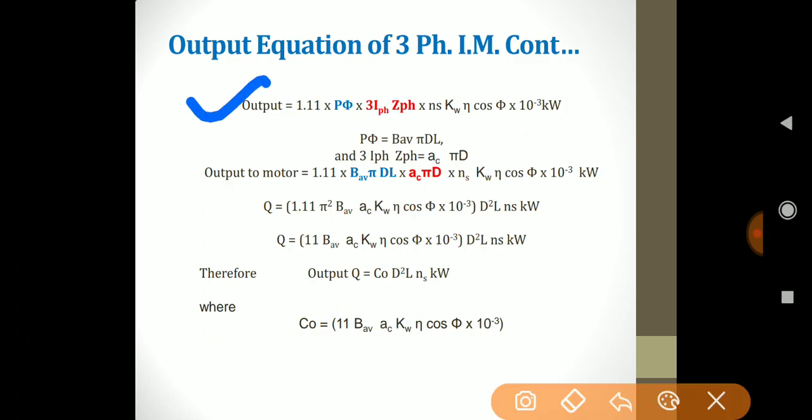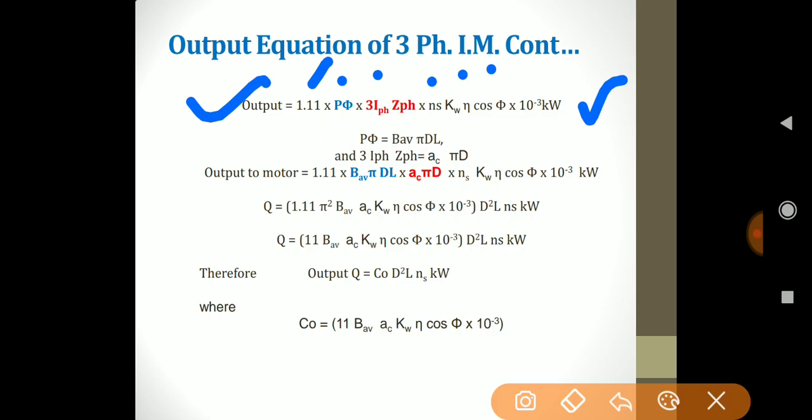Output is equal to 2.22 divided by 2, which has become 1.11. Then I have written it as P phi, 3 IPH ZPH. All other terms are mentioned later: Ns, kW, efficiency, cos phi, 10 raised to minus 3. Kilowatt is the unit. I have purposely used two different colors here so that you will understand what I am doing.